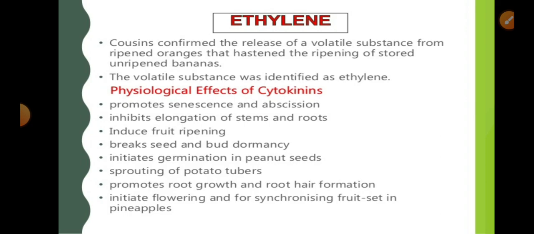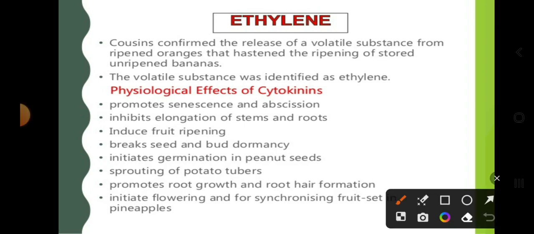The next plant growth regulator is ethylene, which is called a growth inhibitor. Cousins confirmed the release of a volatile substance from ripened oranges that hastened the ripening of stored unripe bananas. The volatile substance was identified as ethylene. Let's see the physiological effects of ethylene.